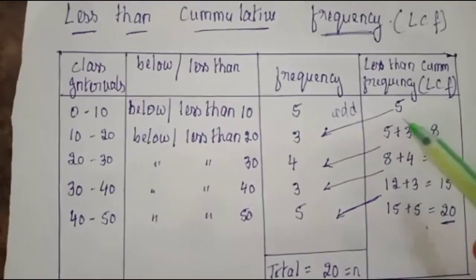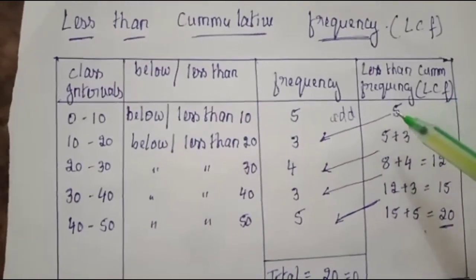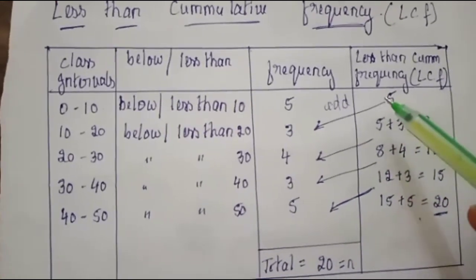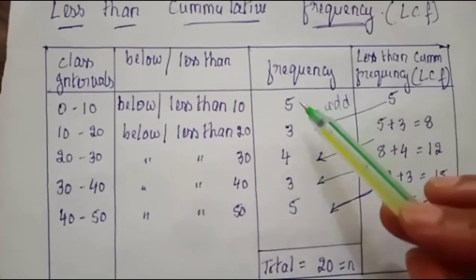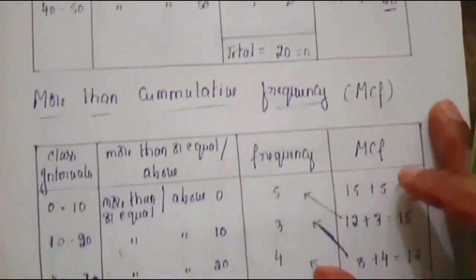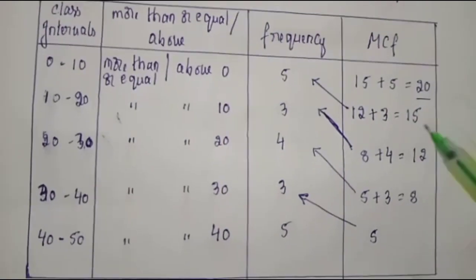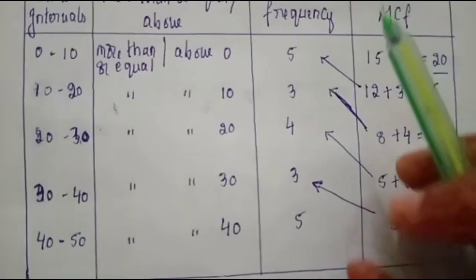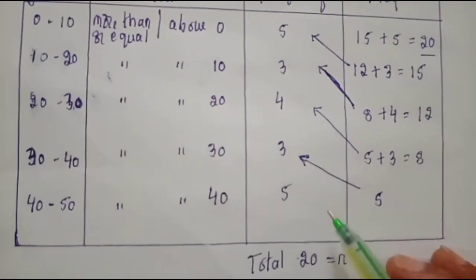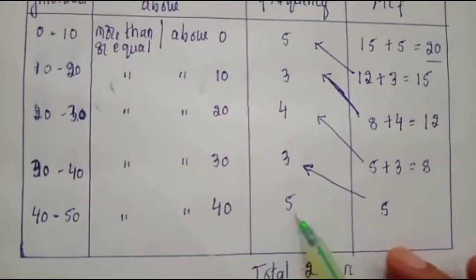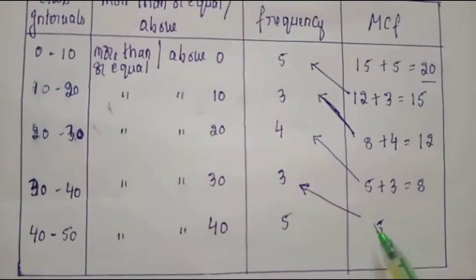In case of less than cumulative frequency, I am adding from top to bottom. See the arrow marks? I am adding from top to bottom by writing the first frequency as it is. But in case of more than cumulative frequency, because I need to add all at a time, that's why I am doing from bottom to top. So write the last value as it is, that is 5. You can see the arrow mark.